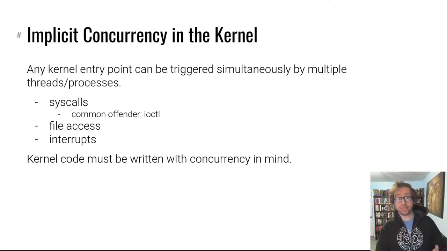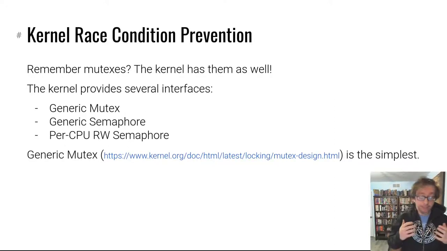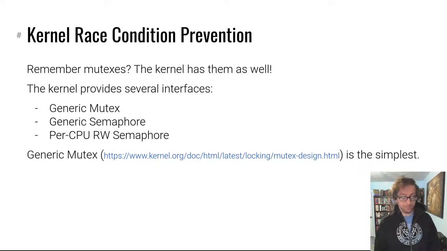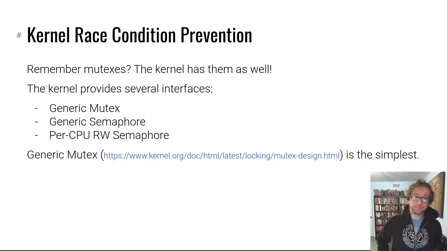This is despite the fact that the kernel, of course, has, what are they called, mechanisms for preventing this. The kernel has mutexes, semaphores, specialized semaphores made for very fast access, where multiple threads can read a value and one thread can write it. There's just generic mutex and semaphores, all sorts of good stuff. The generic mutex interface is the simplest. It's actually super simple. It's almost exactly like the pthread mutex interface.